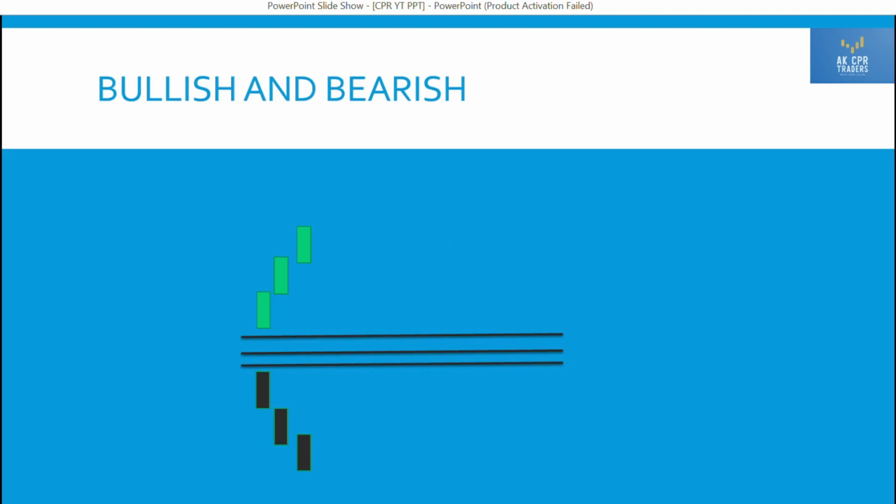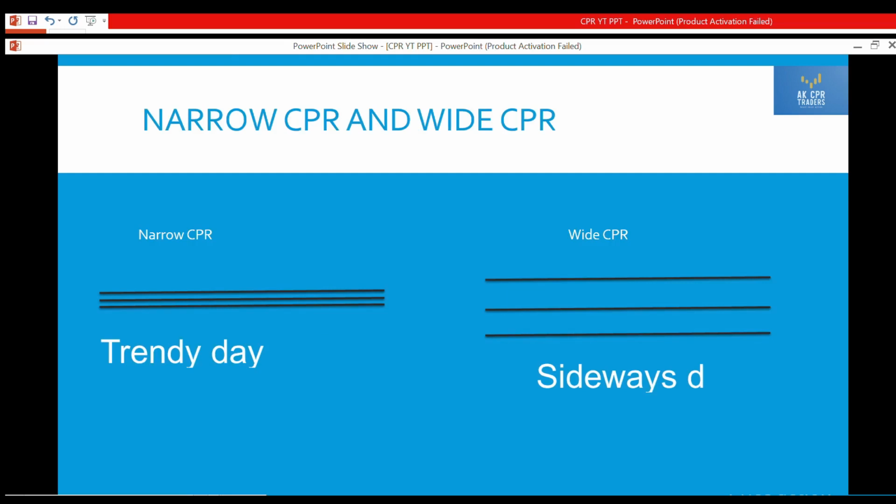Now what is a narrow CPR and what is a wider CPR? If the 3 lines are very near, then we call it a narrow CPR. If the 3 lines are very far from each other, we call it a wider CPR. Normally with a narrow CPR, we assume that day is going to be a trendy day, either upwards or downwards. If it is a wider CPR, the day would be a sideways or range bound day.